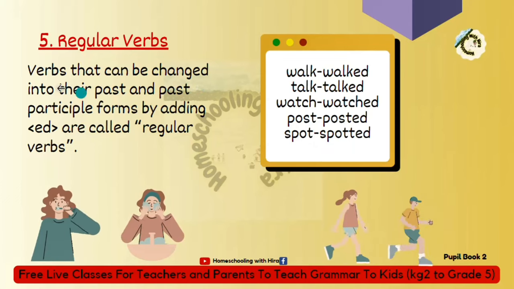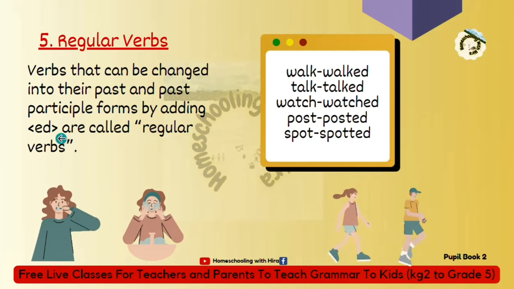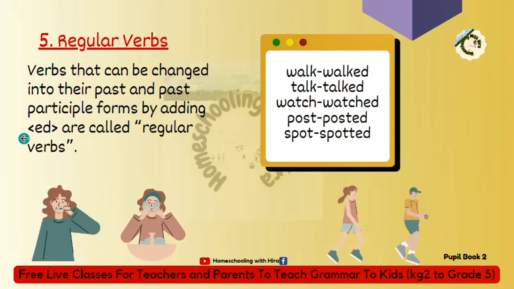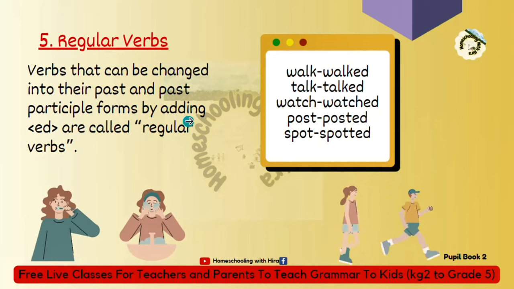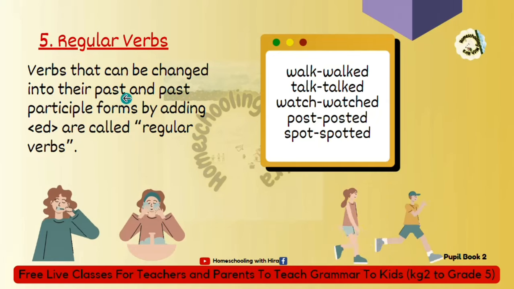Regular verbs kya hote hain? Regular verbs wo verbs hote hain jo ed lagane se apne past form mein change ho jate hain. रेगुलर वर्ब्स क्या होते हैं? रेगुलर वर्ब्स वो होते हैं जो खाली ईडी लगाने से अपने पास्ट और पास्ट पार्टिसिपल फॉर्म में चेंज हो जाते हैं. पास्ट फॉर्म का क्या मतलब होता है?